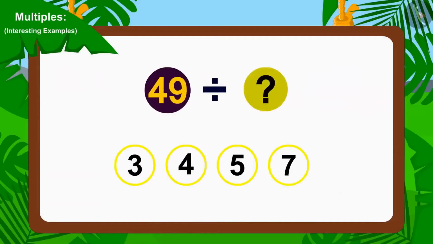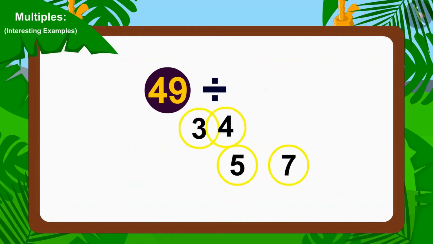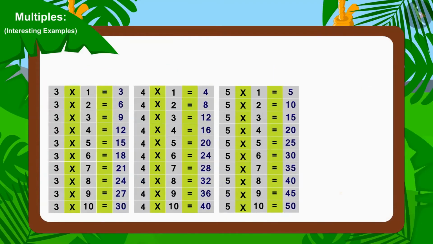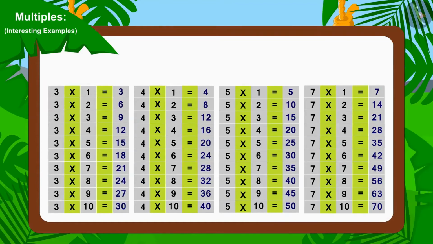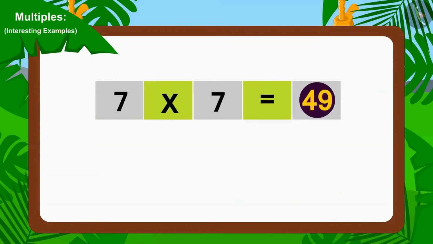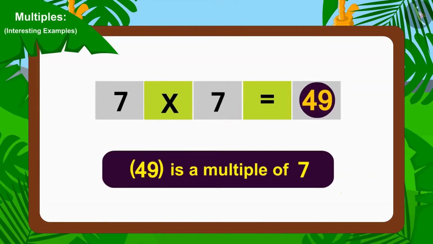Well done, children! Your answer is absolutely correct. To find 49 is a multiple of which of these numbers, we only have to see which number it can be divided by. If we look at the multiplication table of 3, 4, 5 and 7, we will find that the number 49 can be found in the multiplication table of 7 only. So, we can say that 49 is a multiple of 7.